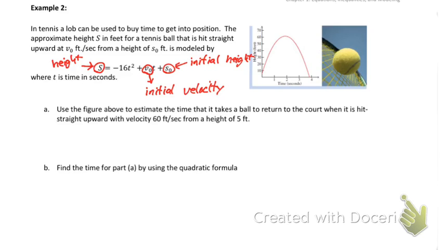side is our height. So the question here, question A, just says, use the figure above to estimate the time that it takes the ball to return to the court when it is hit straight upwards with a velocity of 60 feet per second from a height of 5 feet. So let's break this down a little further. So we start at a height of 5 feet. That is our initial height. That is why our graph does not start at 0, 0. It starts at 0, 5. Notice it starts halfway between because we start at 5 feet.